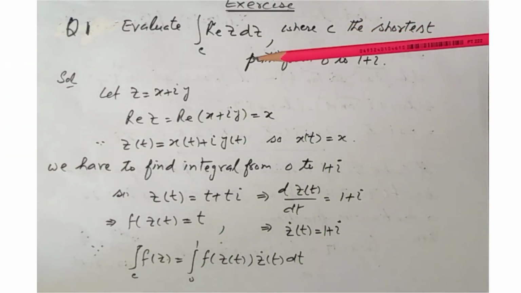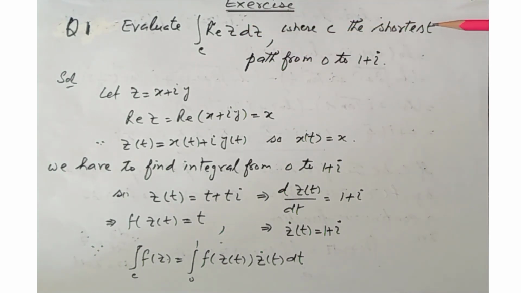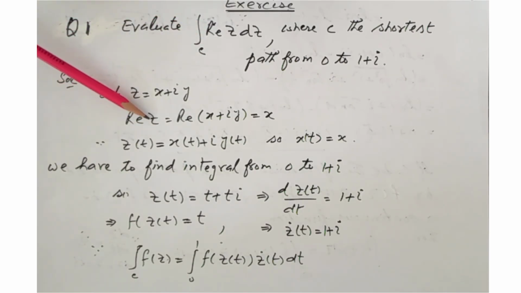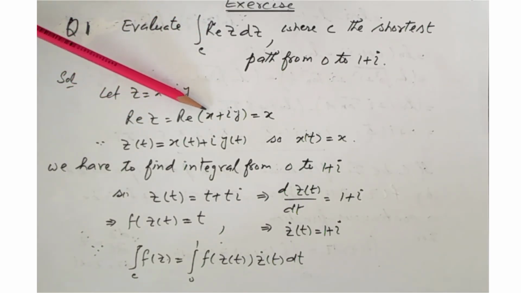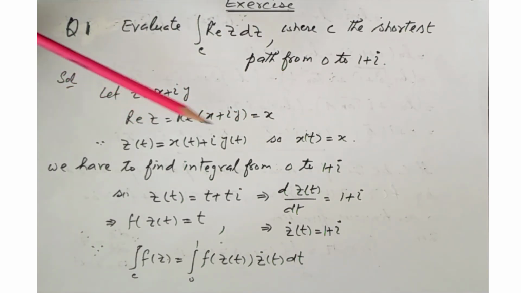Evaluate the integral of real part of z into dz, where C is the shortest path from 0 to 1 plus iota, and this is not the simple form. So we put z equal to x plus iota y. The function is real of z and z is x plus iota y. Its real part is x, so we write it as real of z equal to x.